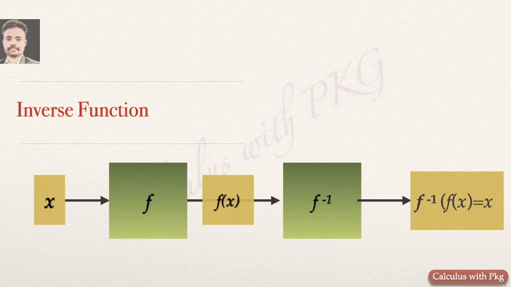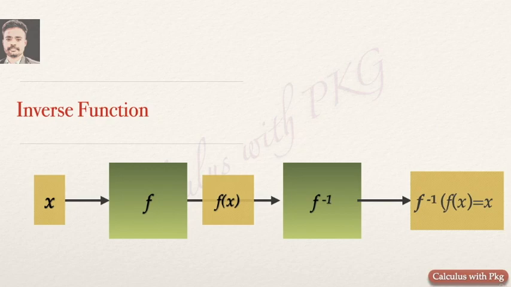Another way of interpreting a function is to think of a function as a machine. Here I have considered two machines, f and f inverse, shown in green color blocks. If we feed x as an input value to the first machine, f, it will give an output value f of x. Feeding f of x as input to the second machine, f inverse, we get f inverse f of x, like a composite function, and the value will be equal to x.